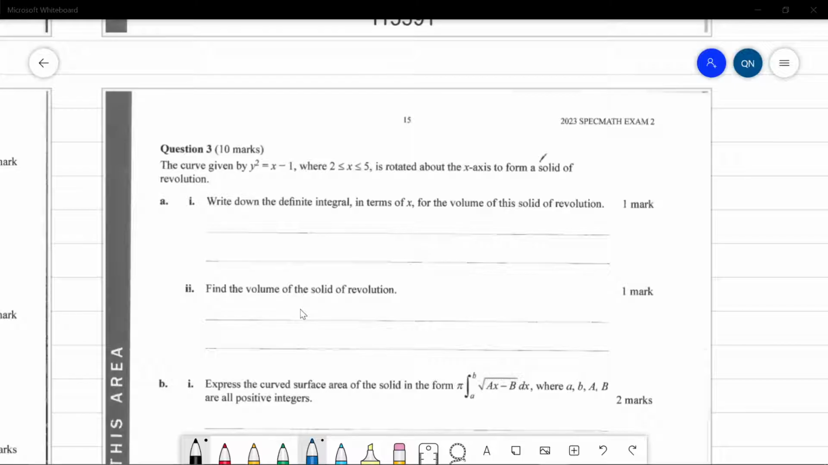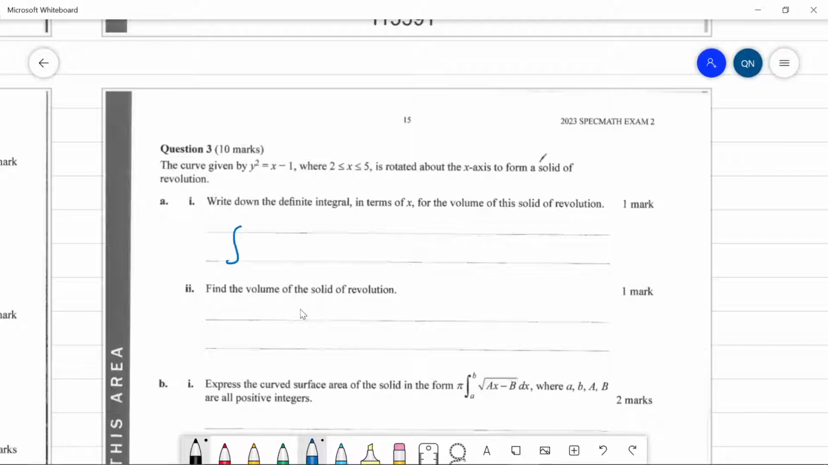So the curve given by y squared equals x minus 1, where x is between 2 and 5, is rotated around the x-axis to form a solid of revolution. Write down a definite integral in terms of x for the volume of the solid of revolution. What's the volume of a solid of revolution? It's the integral from 2 to 5, and I always think of cylinder slices. So the width of the cylinder is going to be your dx. The area of a circle is pi times r squared, right? So it's going to be pi. The radius is just going to be the y, but then it's y squared, so it's going to be x minus 1. Find the volume.